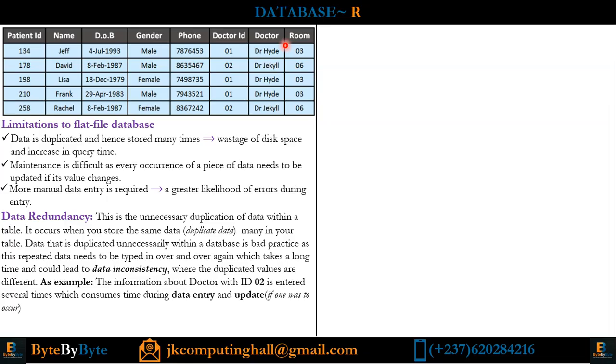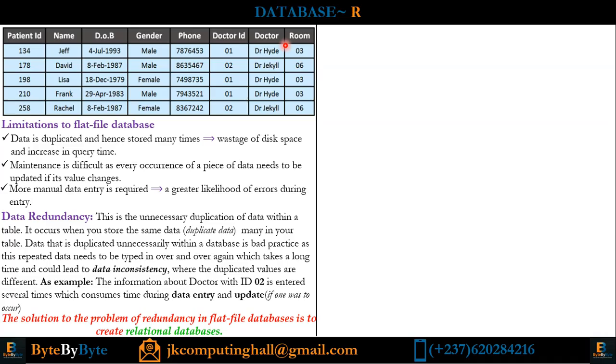Data that is duplicated unnecessarily within a database is bad practice, as this repeated data needs to be typed in over and over again, which takes a long time and could lead to data inconsistency, which is a term we shall see, where the duplicated data values are different. As an example, the information about the doctor with ID 02 is entered several times, which consumes time during data entry and update if one was to do so. I think this was already explained inside the limitations of flat file databases.